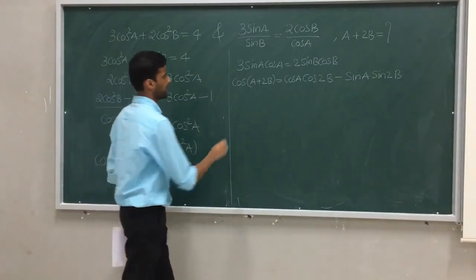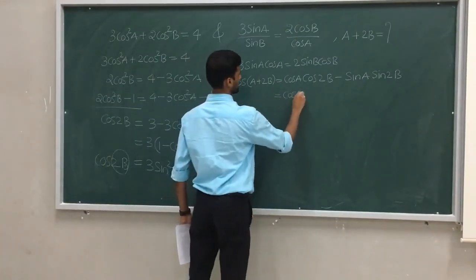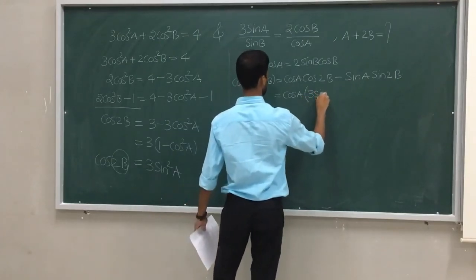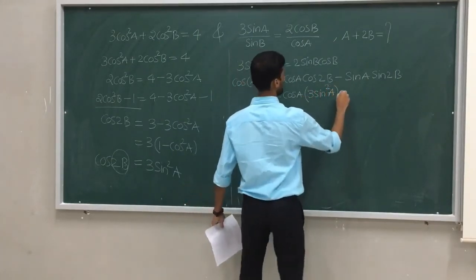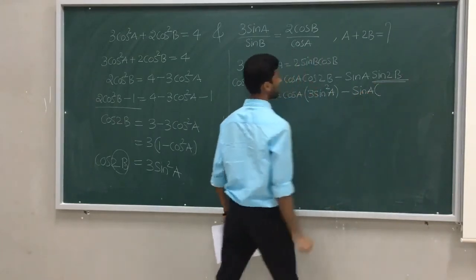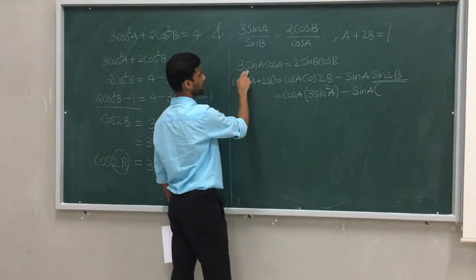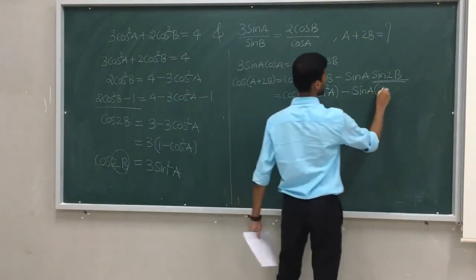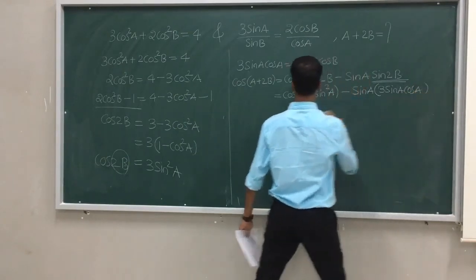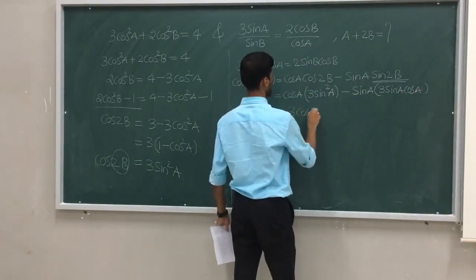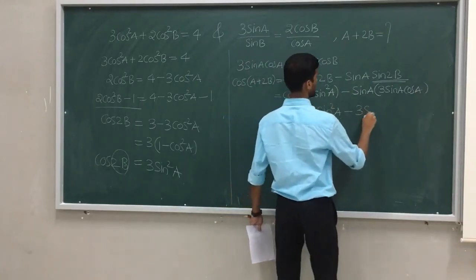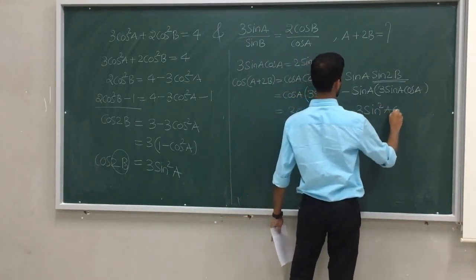Now I will write cos A as this. What is the cos 2B answer? 3 sin square A, right? Minus sin A times this. What is the sin 2B answer? 2 sin B cos B. 2 sin B cos B is nothing but 3 sin A cos A. Yes, it is 3 sin A cos A, which gives 3 cos A sin square A minus 3 sin square A cos A, right?